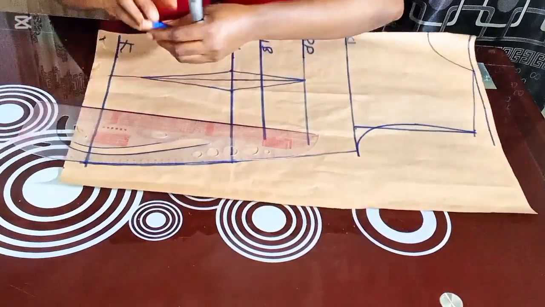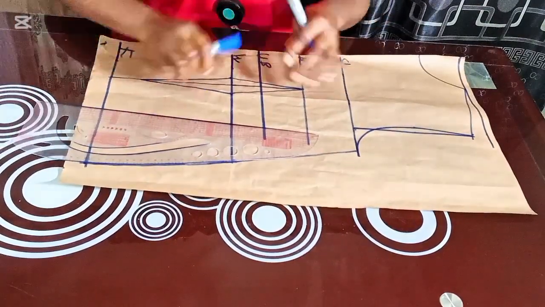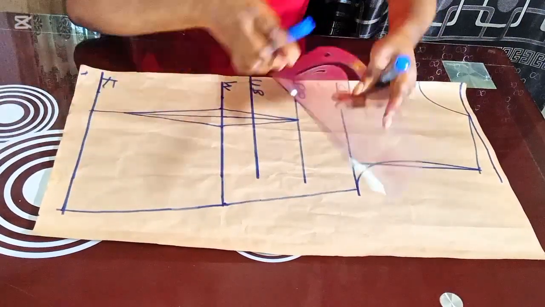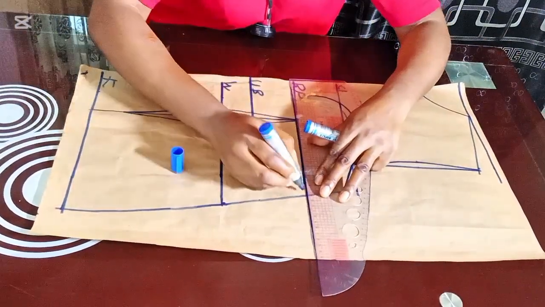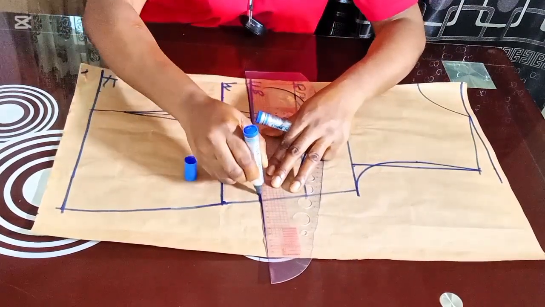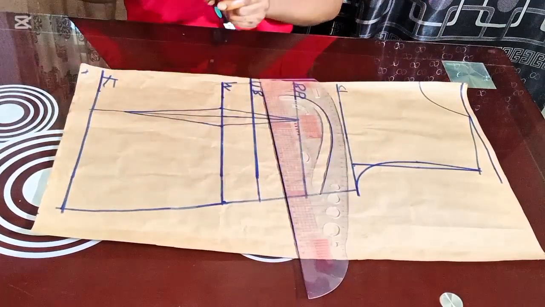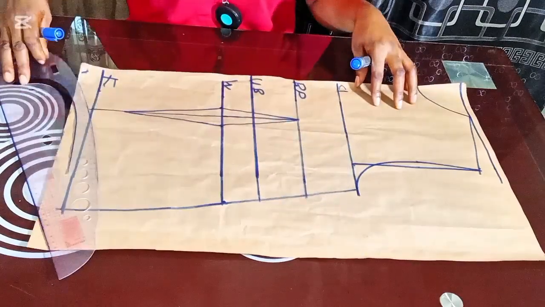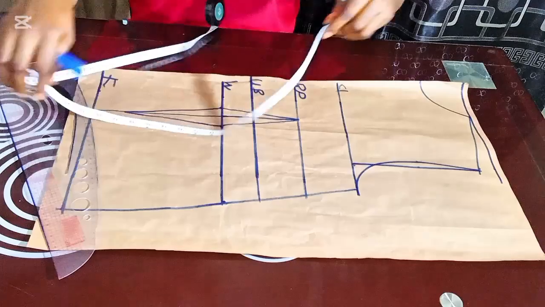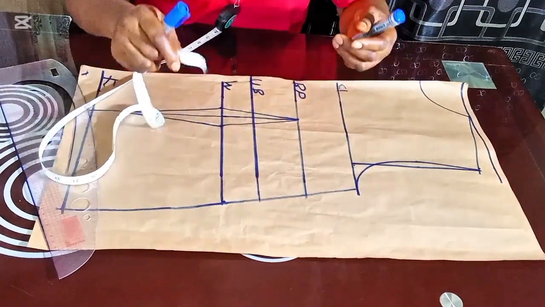After connecting, the next thing we'll be doing is to input our bust dart. Bust dart is the difference between your front half length and your back half length. If you measure your front half length and your back half length, you will realize that the front half length is longer than the back half length. All right, so that is where the bust dart comes in.